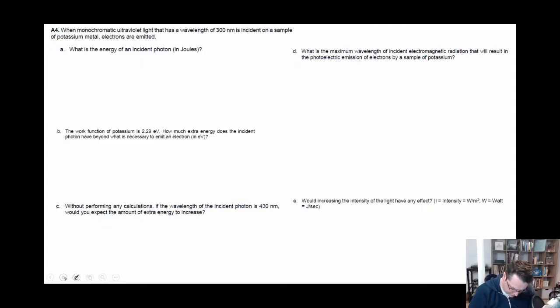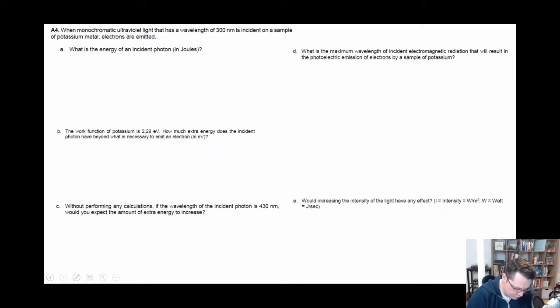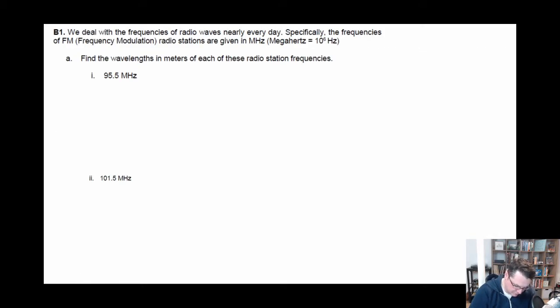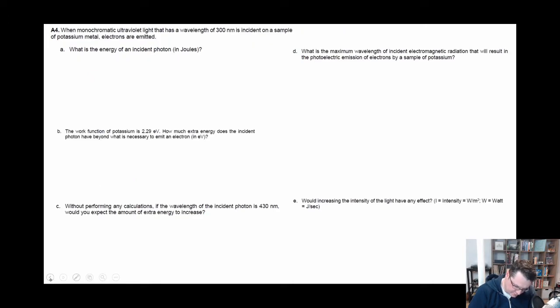Part 4, A4. How many more do I have left? All right, I'm only going to do A4 because B1 is extremely similar to a lot of the other things. That's just simply energy conversion stuff. So, okay, A4, right? So this is another photoelectric effect problem.